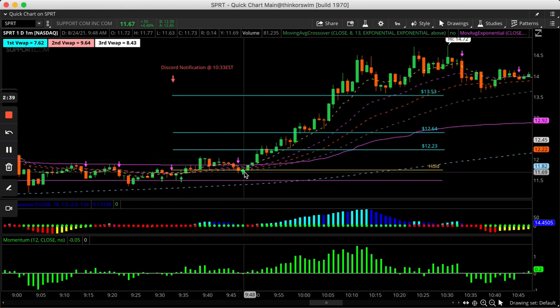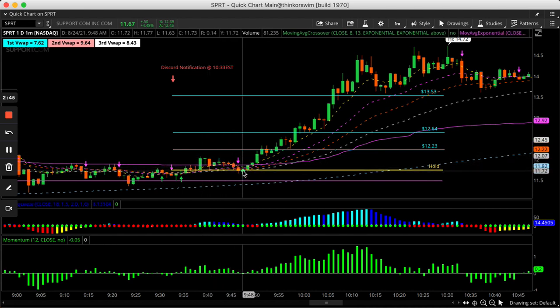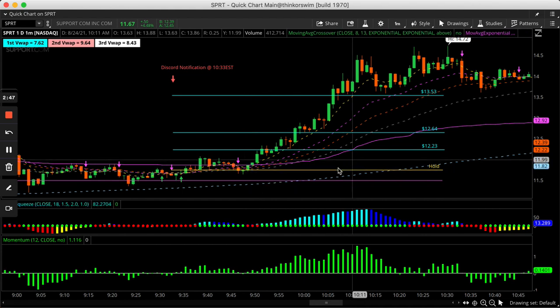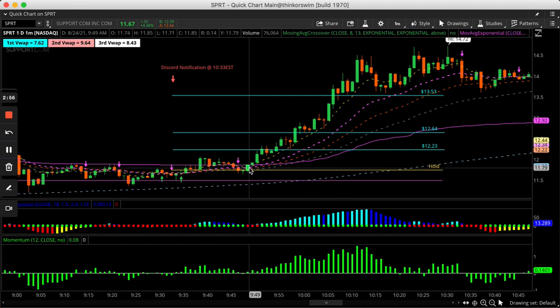Now, personally, I was looking at this like, maybe we're not going to get that move. It broke it, but it came back. And there's a reason why we call it the hold number. If it doesn't hold this level, we don't really want any part of it. But sure enough, it pops back up.